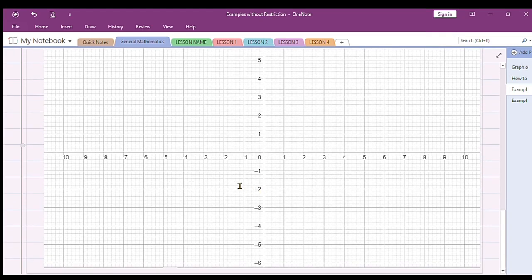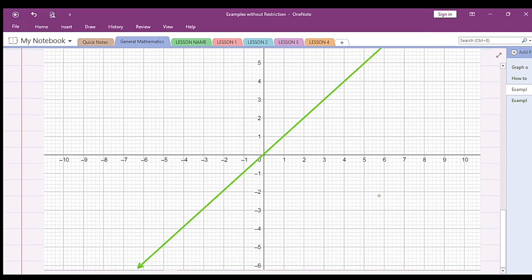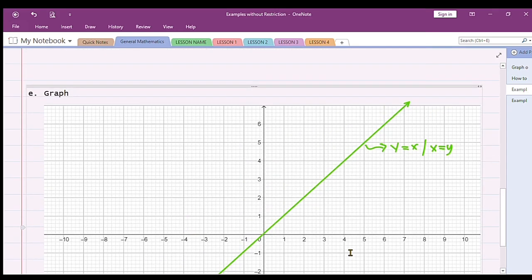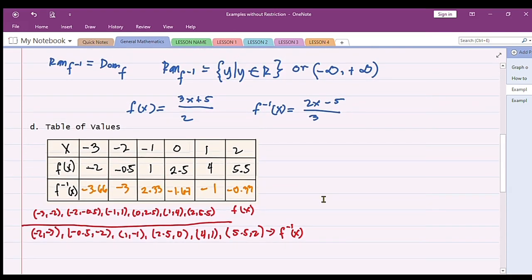So the first thing that we need to do is to graph or plot this y is equals to x. Okay, this line will be the line of symmetry. So this is y is equals to x, or x is equals to y. The second one will be to graph or plot the ordered pairs found in our f of x. In the table of values, we use these ordered pairs.